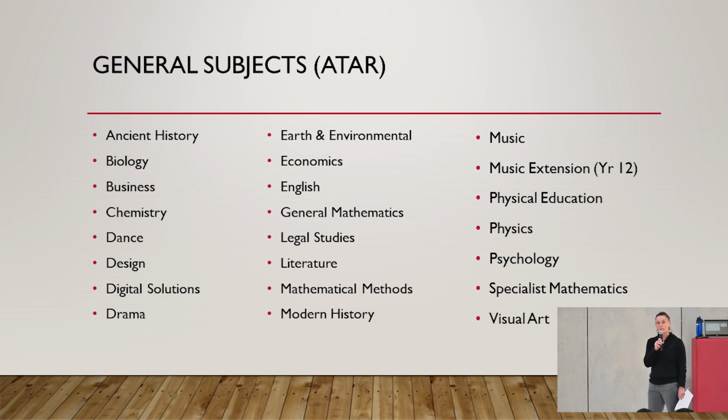However, if you're doing specialist maths, then you will have methods and specialist. So there's 2 subjects already for you. So 2 maths and then an English means you've only got 3 other electives, if that is your scenario. Okay, but yes, you can do English and literature, and then you must do methods with specialist.